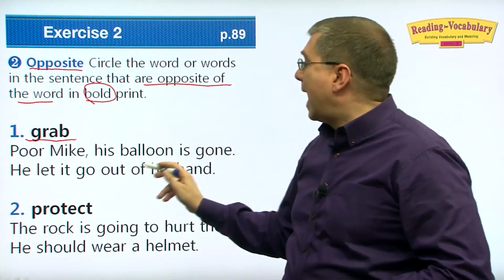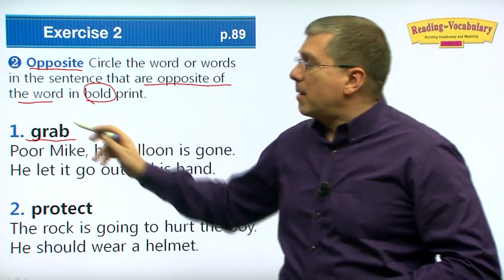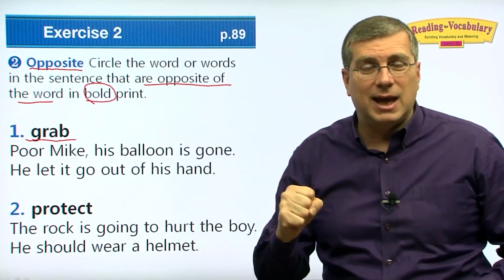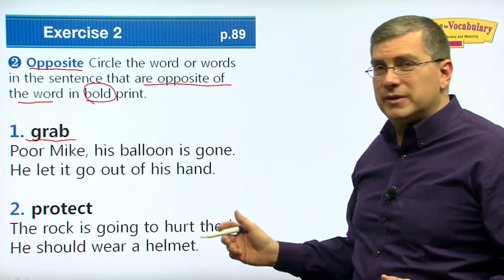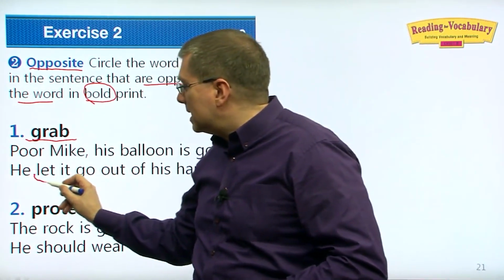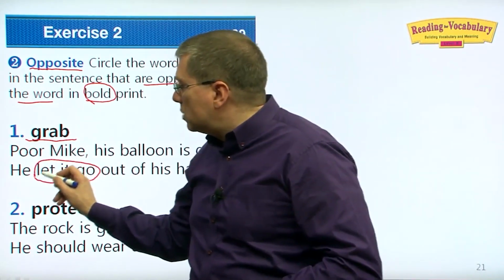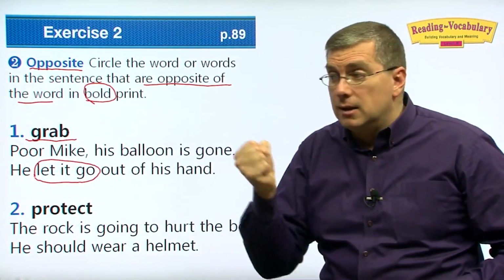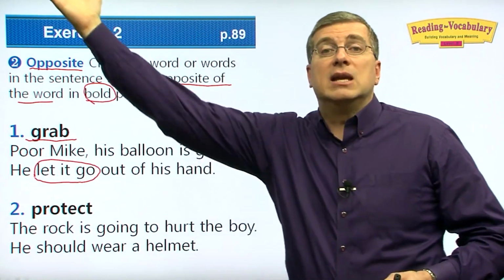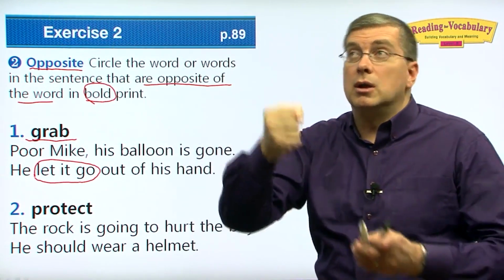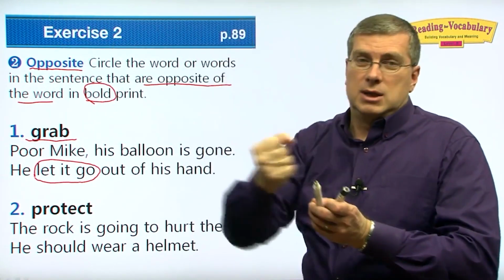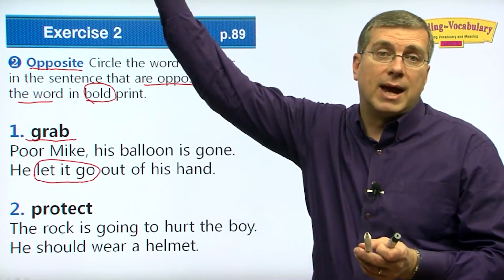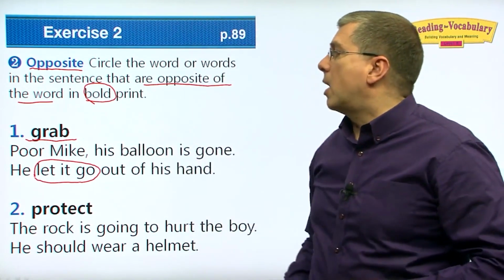He let it go out of his hand. So remember, grab is to take and hold in your hand, right? What's the opposite? The opposite is here. He let it go. If you let something go, that's the opposite of grab. Let it go is to let it leave your hand. And think about it. He had a balloon. A balloon wants to go up, but you hold on to it. If you let go of the string, the balloon goes away. Okay? So let it go, grab, opposite.